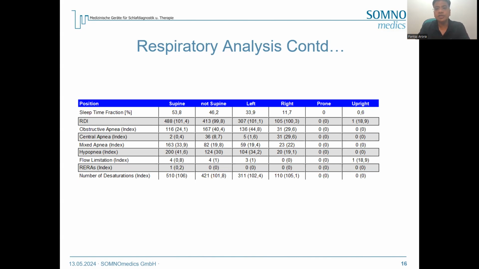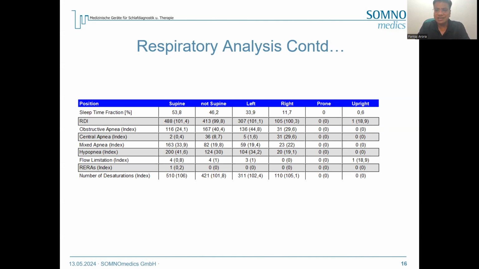Why is it useful? It is particularly useful when the patient has mild to moderate obstructive sleep apnea. For example, if he has an apnea-hypopnea index of 12 or 13, but most of his apneas or hypopneas came during the supine stage and not in the lateral positions.